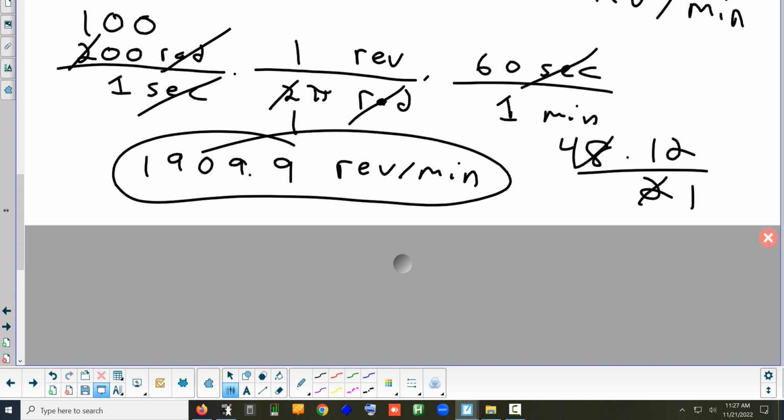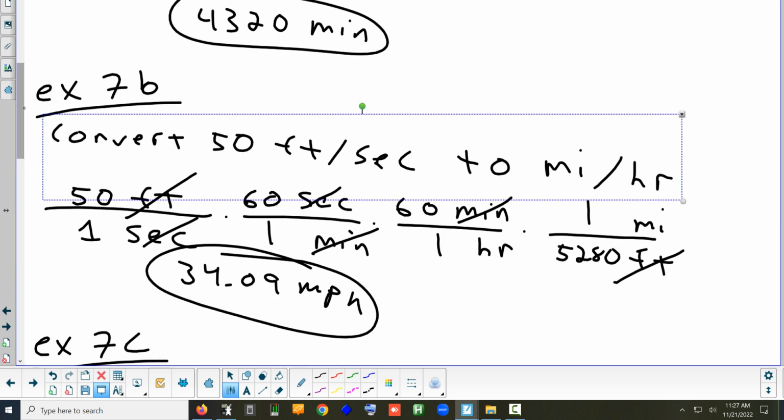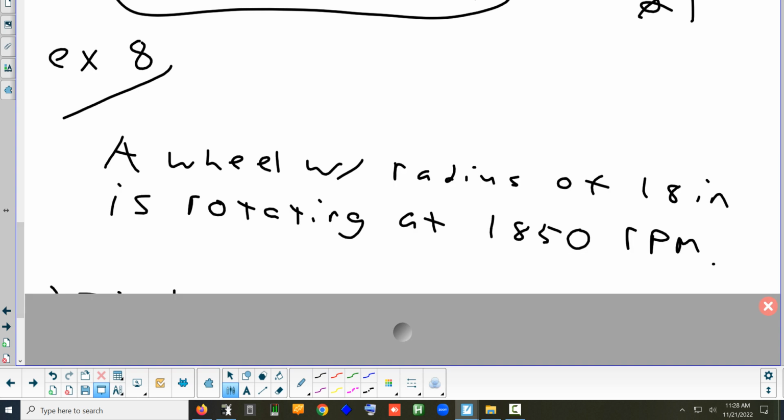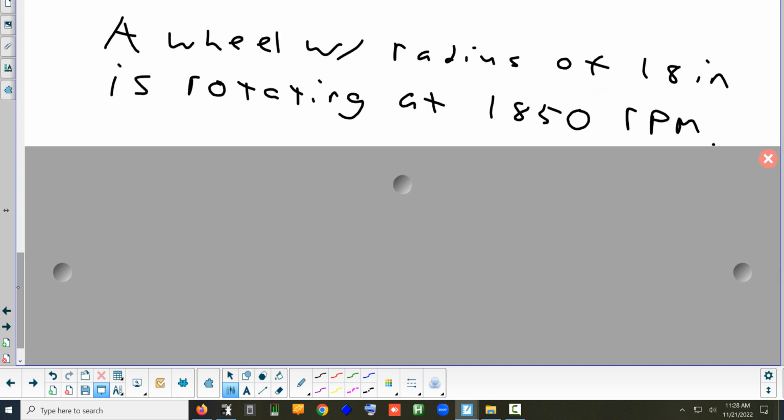So far, when we've dealt with speed, we changed linear to linear. Feet per second, miles per hour, 2 different ways of doing linear. Radians per second, revolutions per minute, 2 different ways of doing angular to angular. Now, what we're going to do is look at how we can take angular and change it to linear. So now we're going to jump from one type of speed to another.